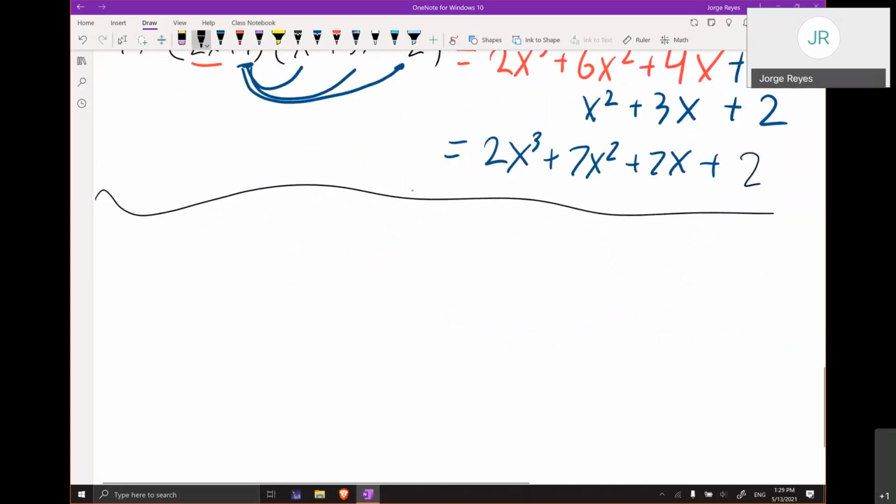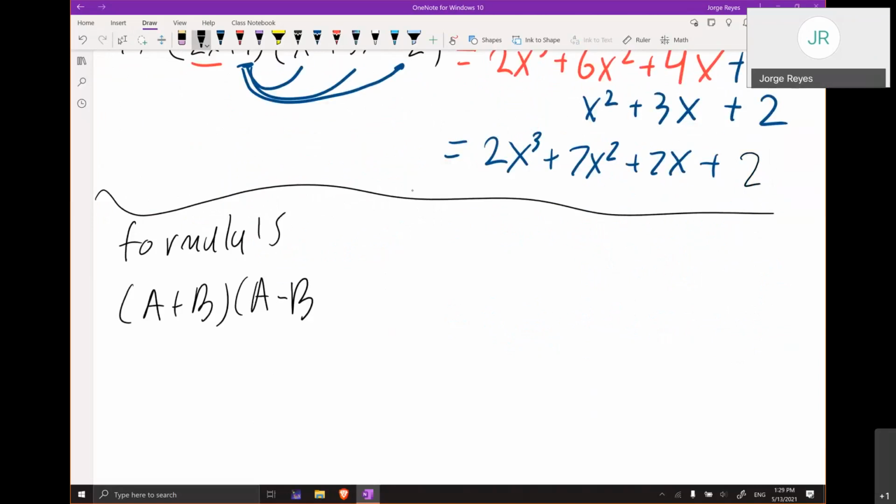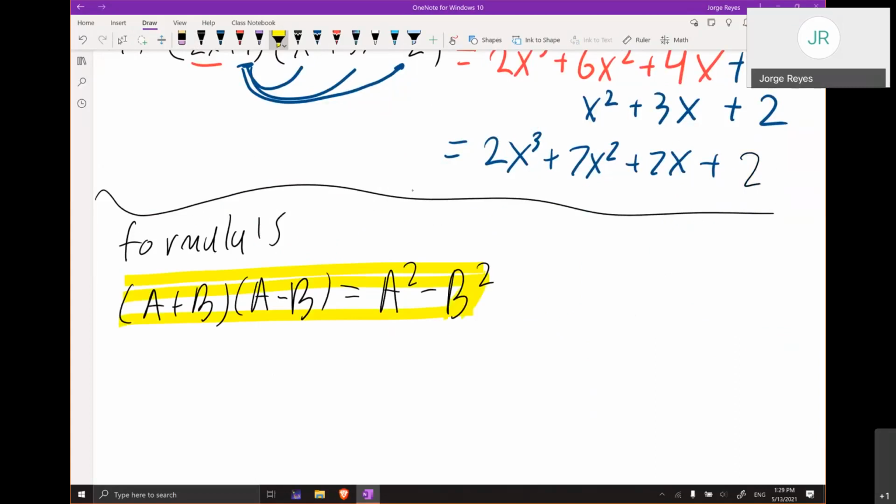Now, I'm going to go over some very important formulas that you can choose to remember. If you don't, they probably will get stuck in your head anyway. This is called the difference of squares. This is by far the most important formula. This would save you a ton of time.